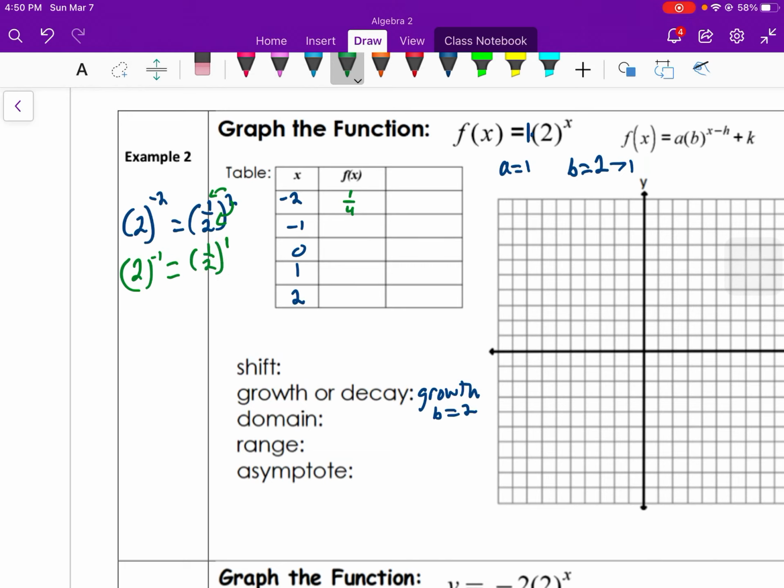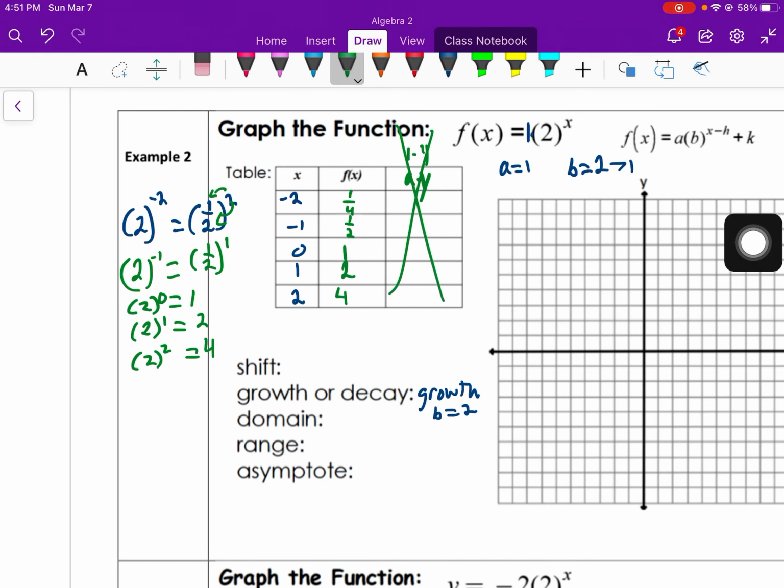So that'd be half to the first, which is just half. Anything to the 0th power, I'll just show you, is 1. So that would be 1. And then you have 2 to the first power, which is 2, and then 2 squared, so that's 2, and then that's 4. This last column is similar to Unit 8. It is for our AY, but we will not be scaling it by a different factor because A is 1, so it would be the same output here. So we can disregard this column for this example.